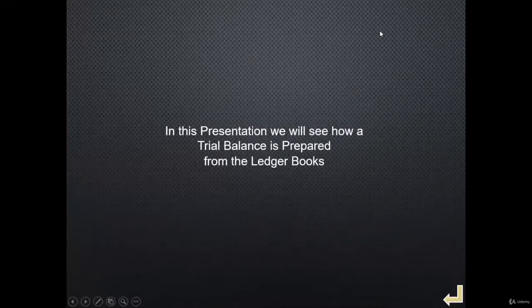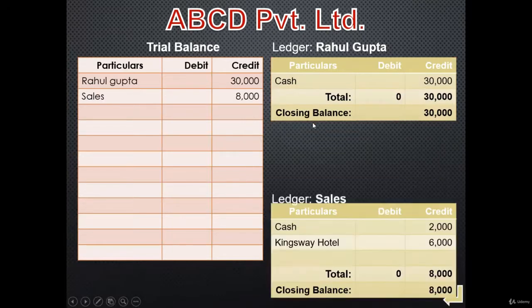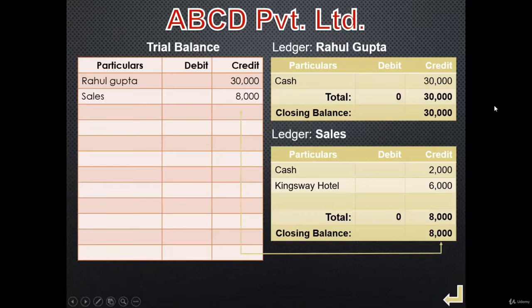Hello friends, welcome back. Now, in this presentation, we'll see how to prepare a trial balance from the prepared ledger books that we had prepared in the last lecture. So, are you ready with your ledgers? First of all, we have a ledger of Rahul Gupta, and here our closing balance was 30,000, correct?